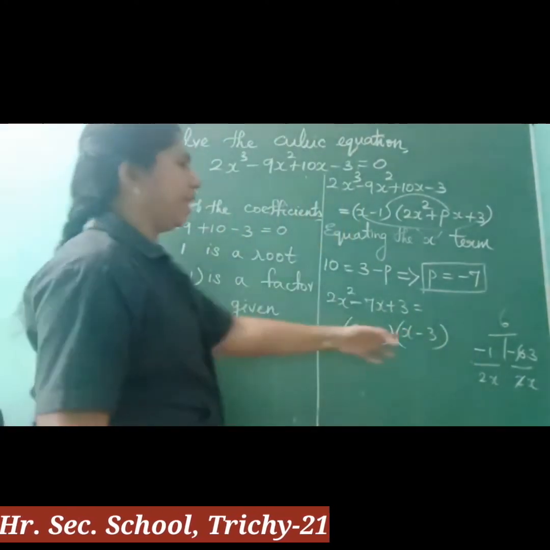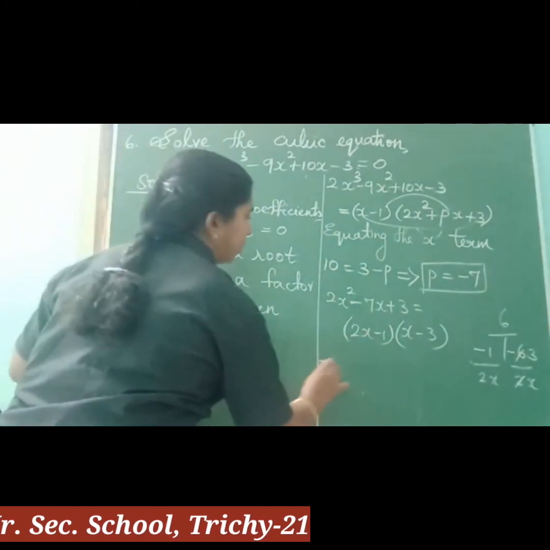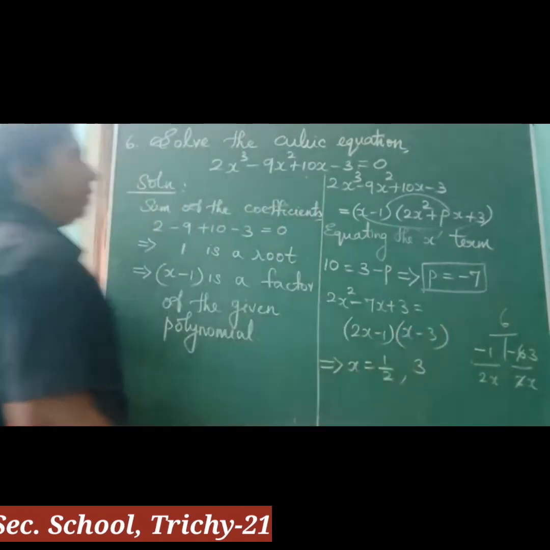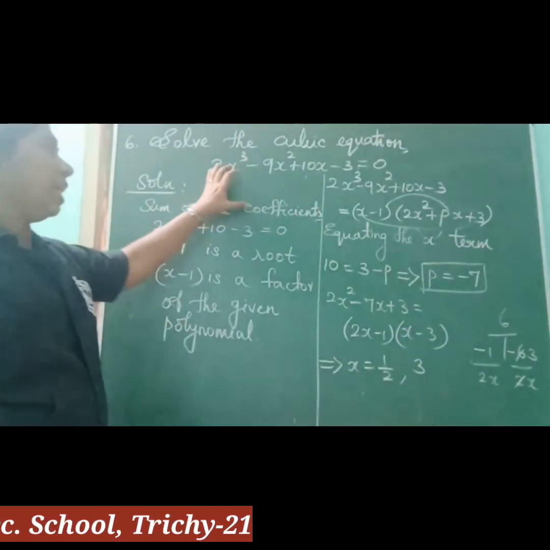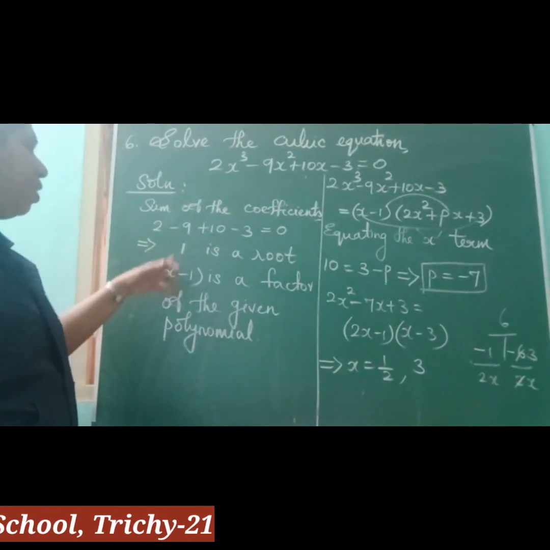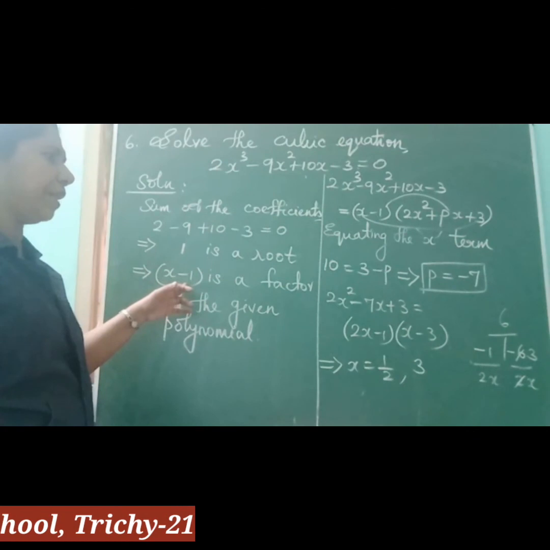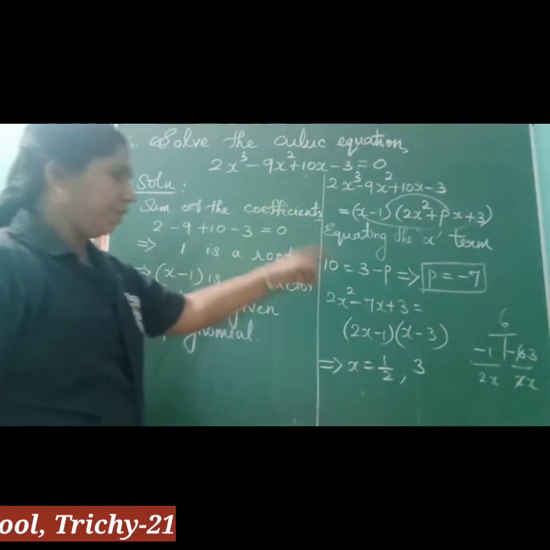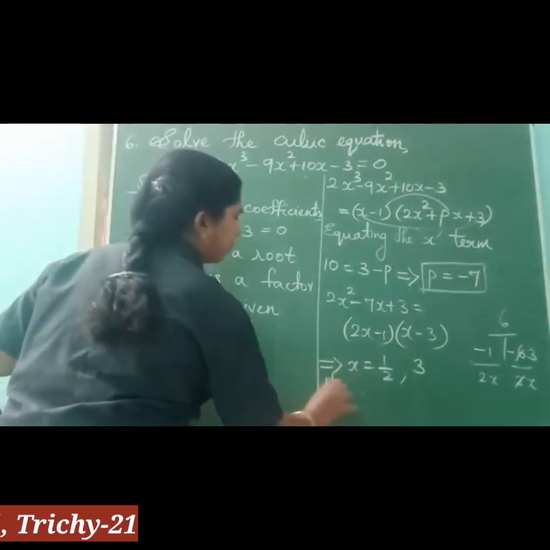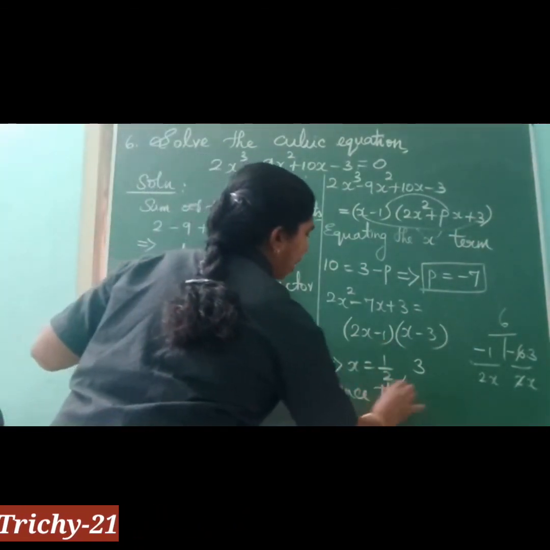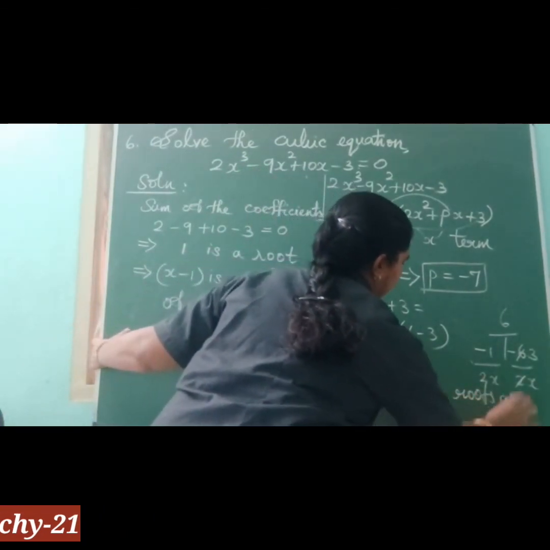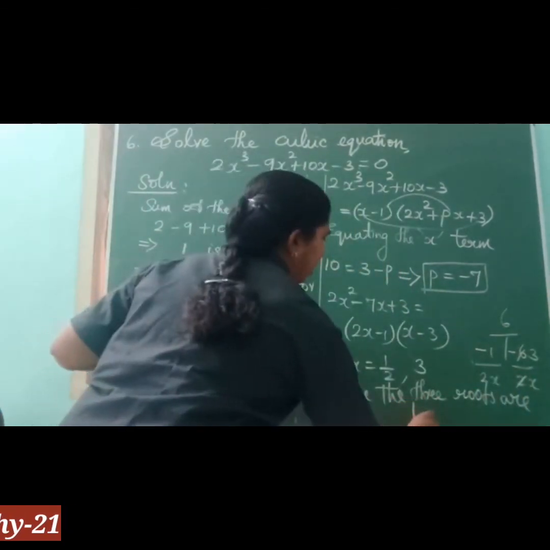If 2x minus 1 and x minus 3 are the factors, x is equal to 1 by 2 and x is equal to 3. So for this equation, first we have got the root as x minus 1. That is, 1 is the root and x minus 1 is the factor. With the help of that, we got the remaining two roots, 1 by 2 and 3. Hence, the three roots of the given equation are 1, 1 by 2, 3.